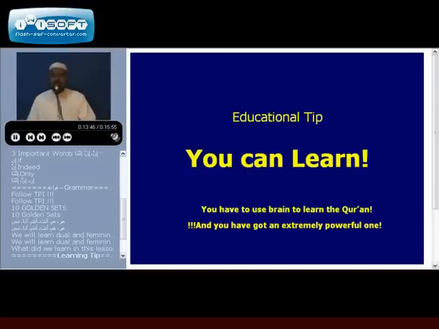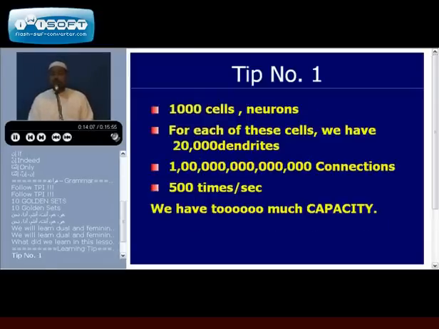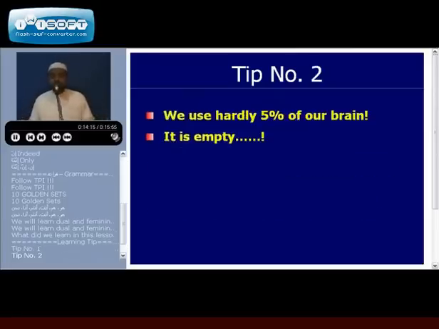Lastly, we conclude this with an educational tip. All of us can learn. Don't ever say that it's difficult for me to learn. No, every one of us can learn. First of all, Allah subhanahu wa ta'ala has blessed us with a brain which contains 10 billion cells. Huge capacity. And you know what? The research says we use rarely 5% of it. Very small percent. So almost all of it is empty.